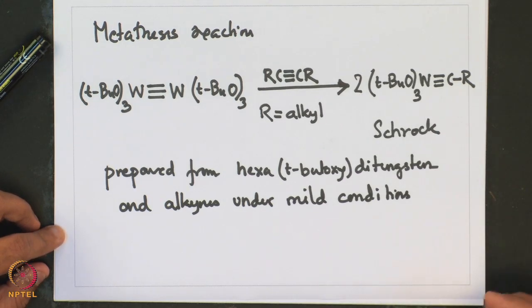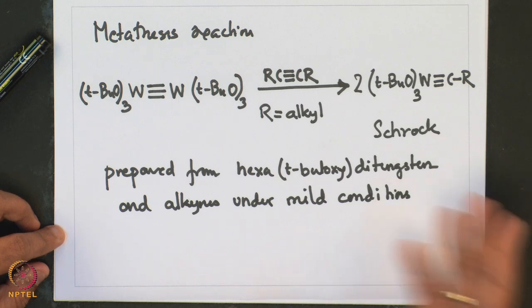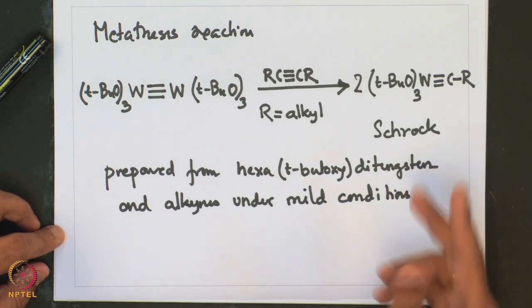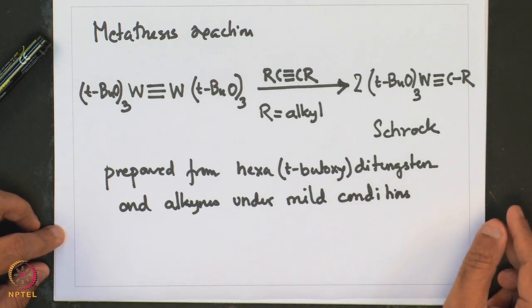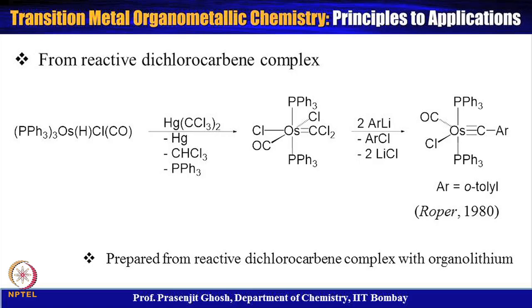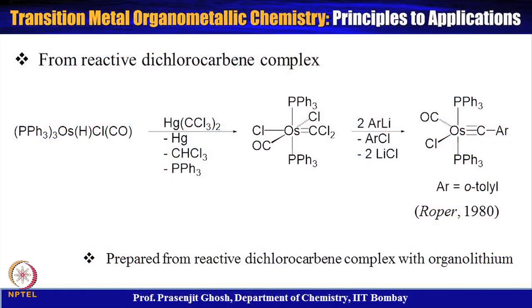He could find more than one method, at least two methods that we have seen, for preparing these transition metal carbyne complexes, which are extremely difficult to prepare. So, there are other methods which also produce carbynes, and this one is from a reactive dihalocarbene complex.